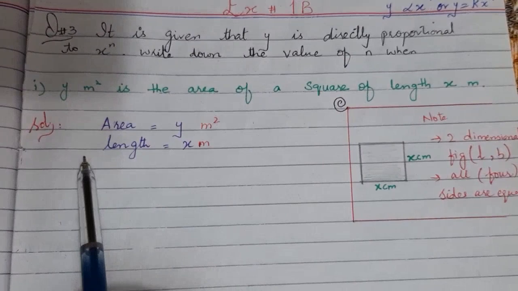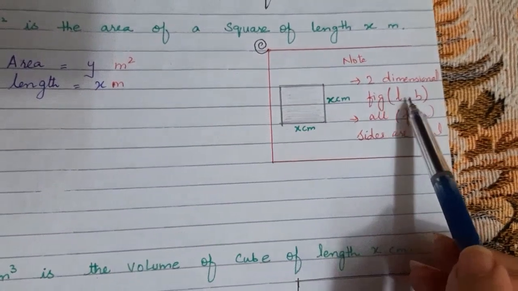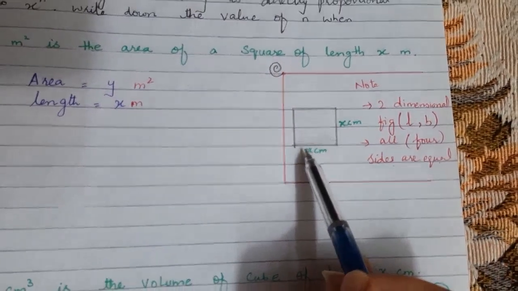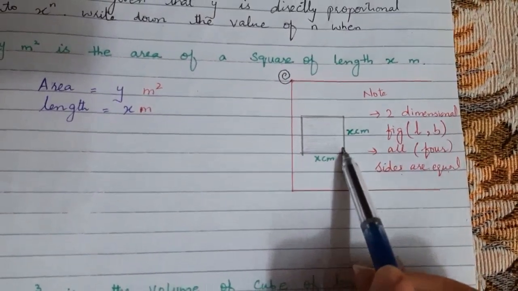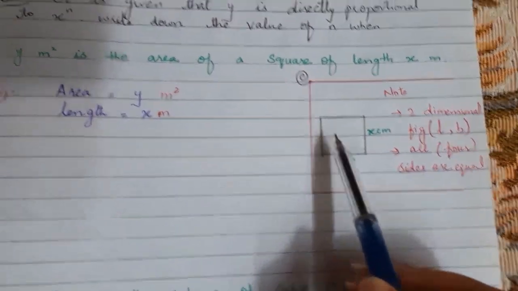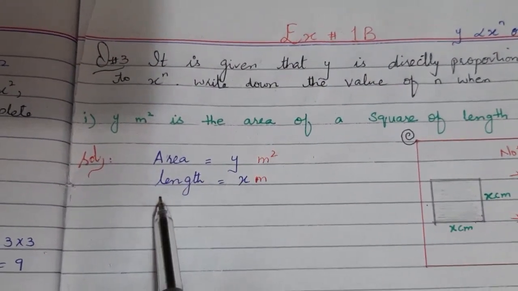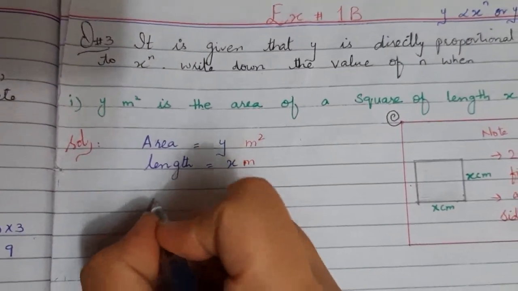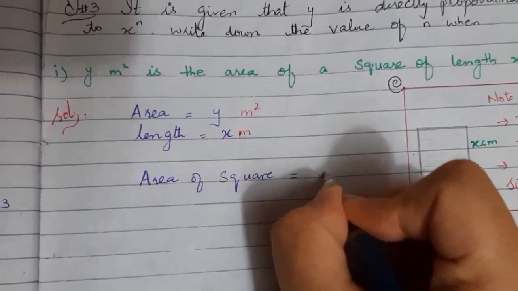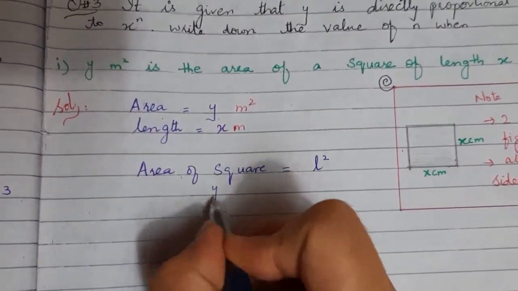Before starting the solution, we must know what a square is. A square is a two-dimensional figure in which length and breadth are the dimensions. All four sides are equal. For example, the length of this side is x centimeter, this side is x centimeter, this side also has a length of x centimeter, and this also has x centimeter length. So I have written here the area is equals to y meter square, length is equals to x meter. What is given? What is the area of a square? Area of a square is equals to L square. In the next step, I am going to put the value. What is the area of the square? y. What is the length?